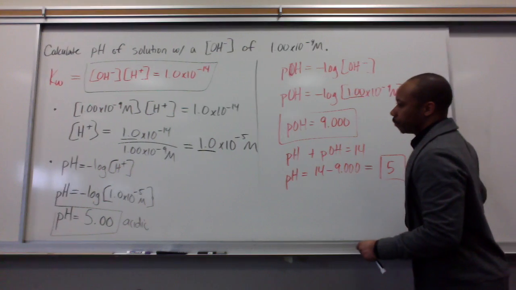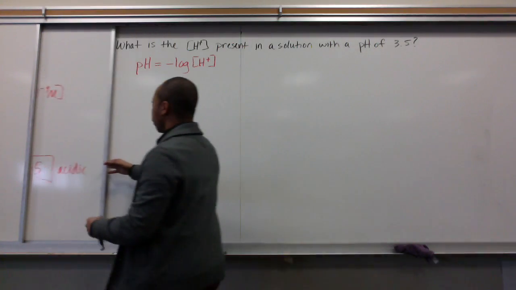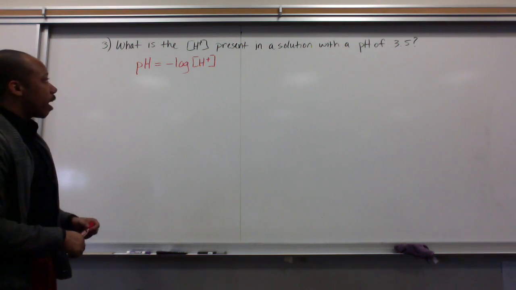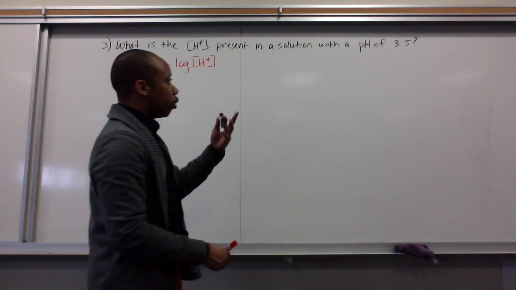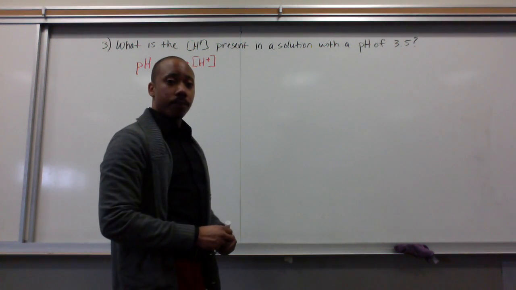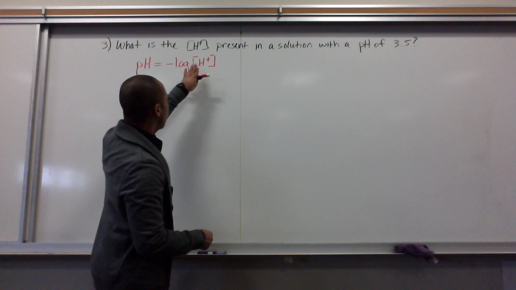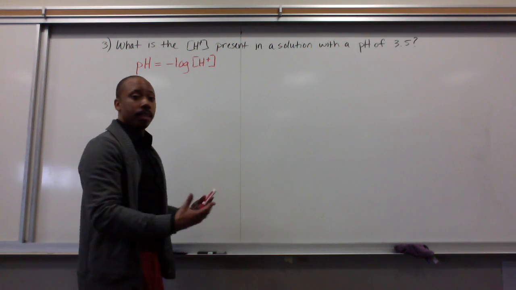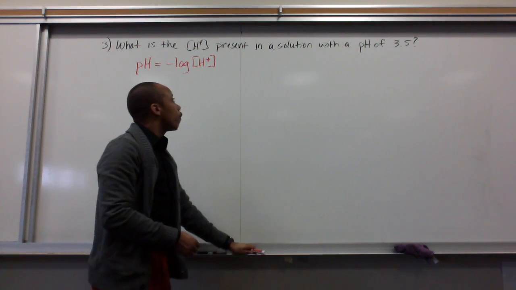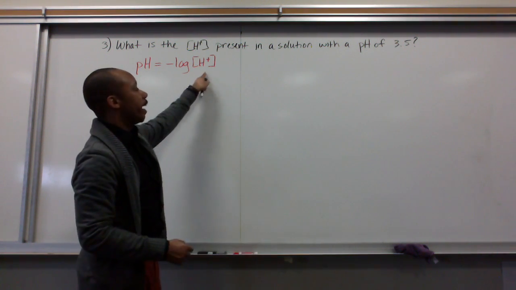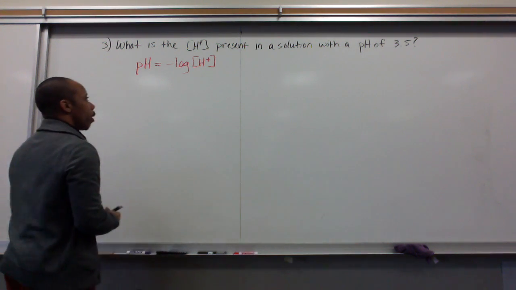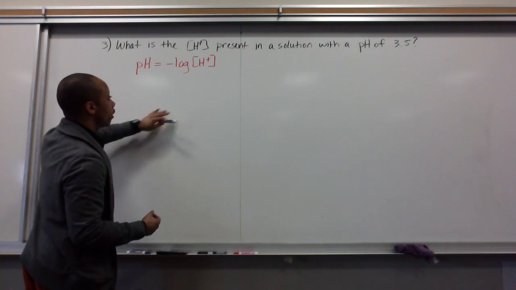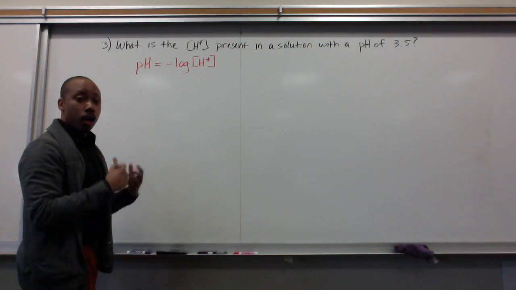Now, final example. If I were given a question, what is the hydrogen ion concentration present in a solution with a pH of 3.5? So now I'm giving you the pH, but I'm asking for the hydrogen ion concentration. We haven't done anything like this yet. So we have to solve for my concentration of H plus. Now we can't do this simply algebraically. We can't just divide both sides by negative log and then have our H plus isolated. Logs don't work that way.